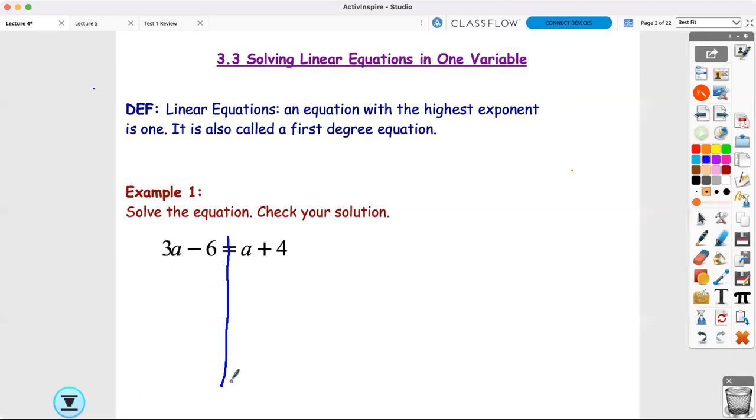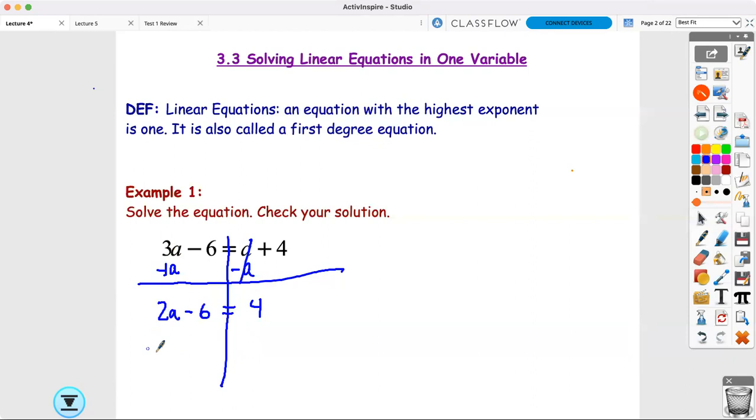So we want to move the A's to the left side. So this is a positive A. So remember, the opposite of positive A is going to be a negative A. And what we do to one side, we're going to do to the other. Go ahead and draw your line there. Now these A's are going to cancel out and bring down the 4, because that's what's left over there. Now 3A take away A, there's an invisible 1 there. So 3 take away 1 is just 2A minus 6.